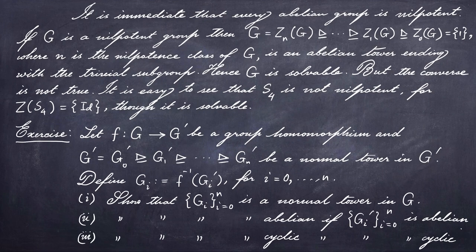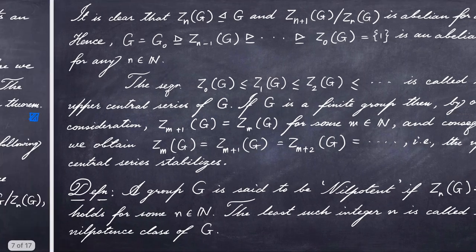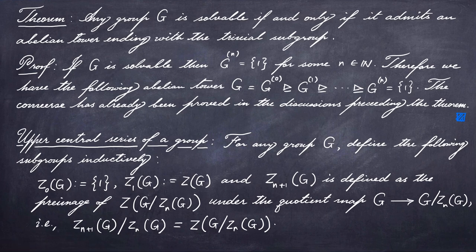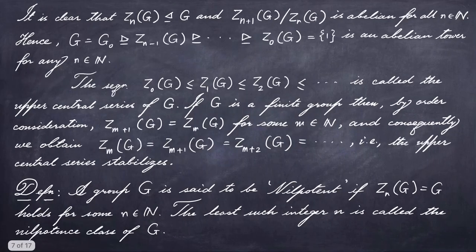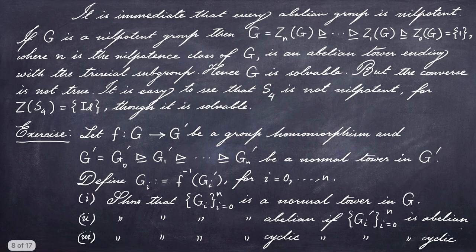It is immediate that every abelian group is nilpotent, because for an abelian group the center is the whole group, so apart from the first term, all the terms Z1(G), Z2(G) will be the group G itself. So it's trivial to see that an abelian group is nilpotent, irrespective of whether it is finite or not.